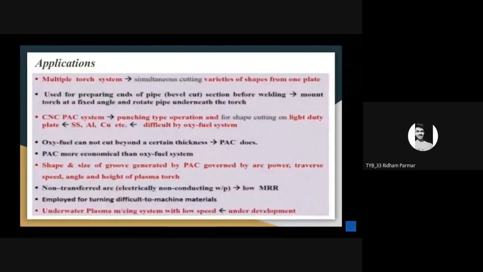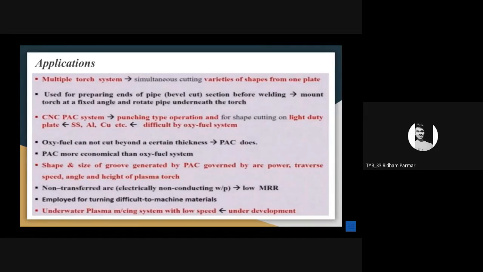Let us discuss the last point, that is the applications. A multiple torch system is used for simultaneously cutting a variety of shapes from one plate. It is also commonly used for preparing ends of pipe before welding. To achieve a bevel cut on the end of a pipe, mount the torch at a fixed angle and rotate the pipe under the torch. CNC, that is computer numerical control, plasma cutting systems are also available in the market.